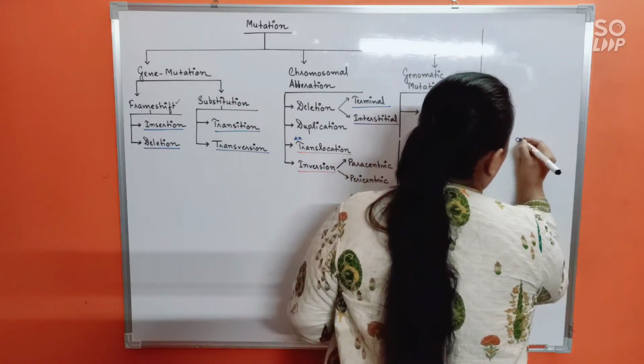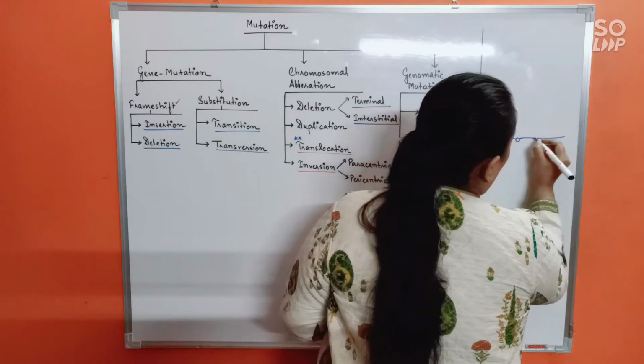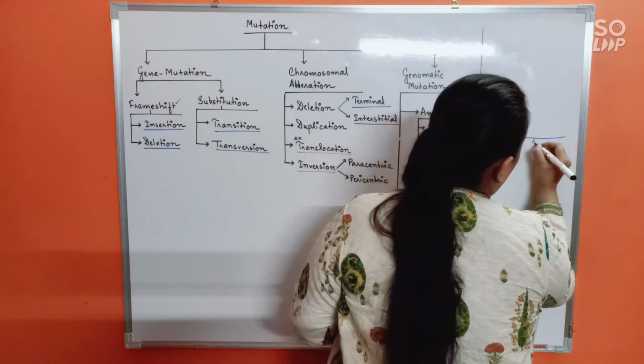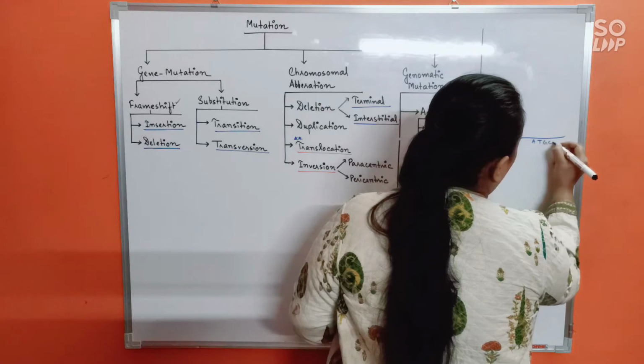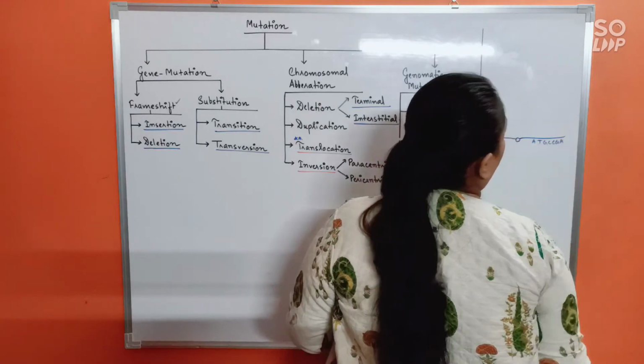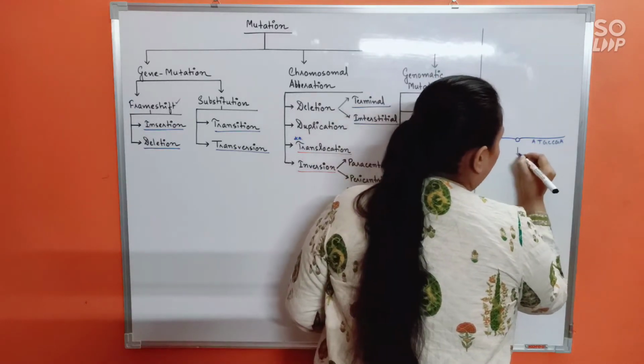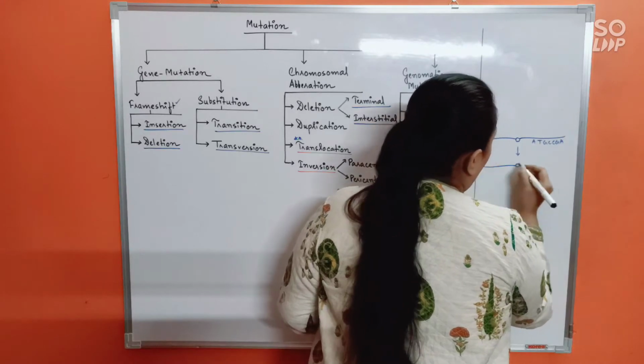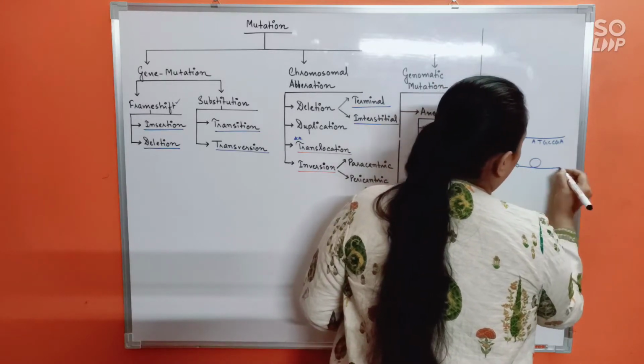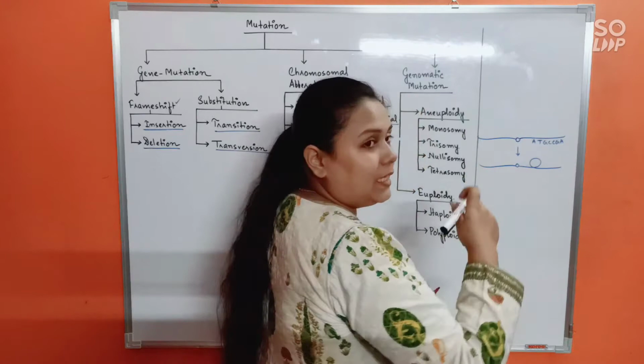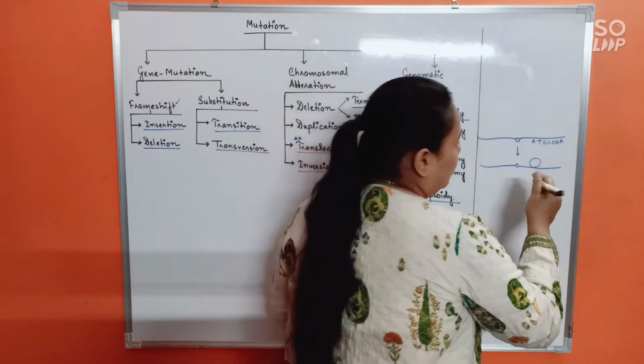Suppose this is a chromosome, and this part of the chromosome has the sequence ATGCCGA. Due to some reason, this portion undergoes a 180-degree fold. Okay, inversion.